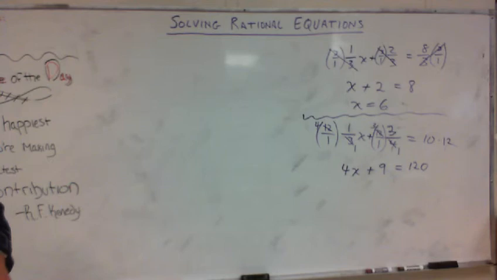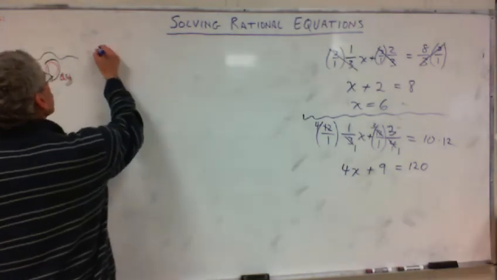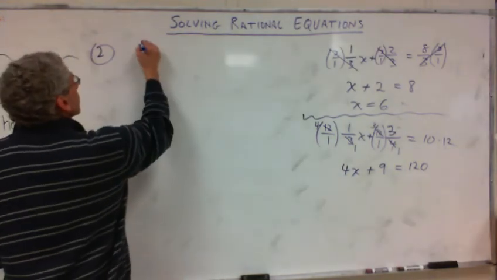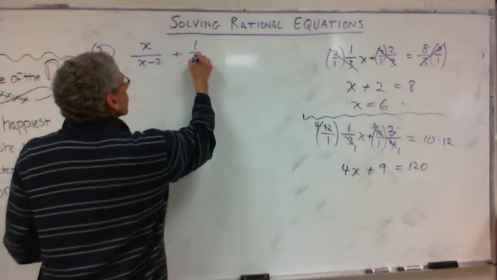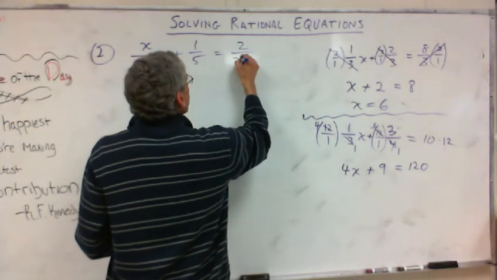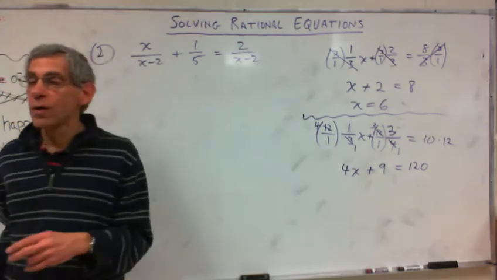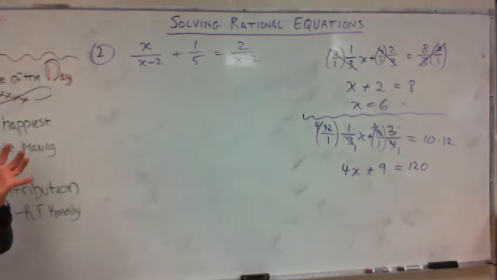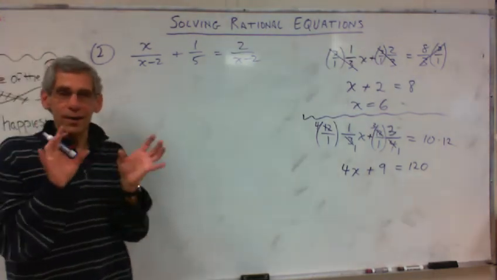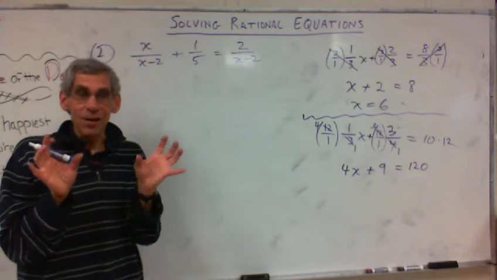The problem is x over x minus 2 plus 1/5 is equal to 2 over x minus 2. I screwed up. Sorry, I wasn't thinking. I was thinking about multiplying rational expressions. I wasn't thinking about solving them.